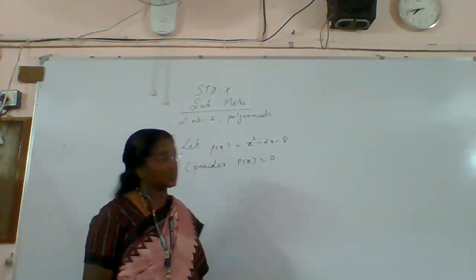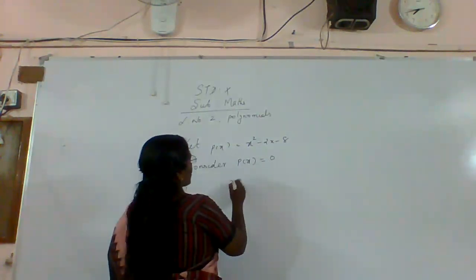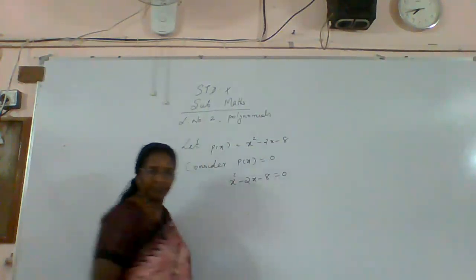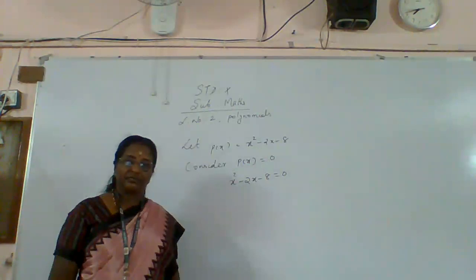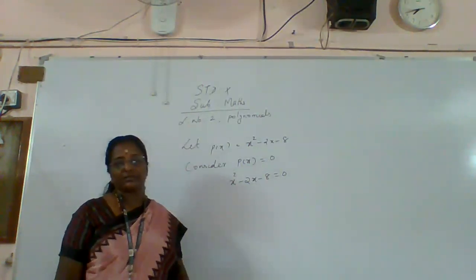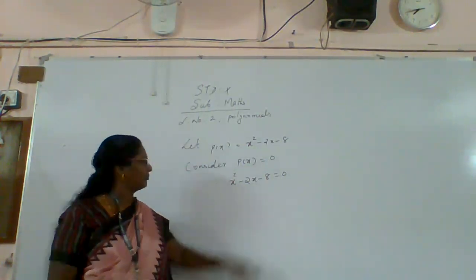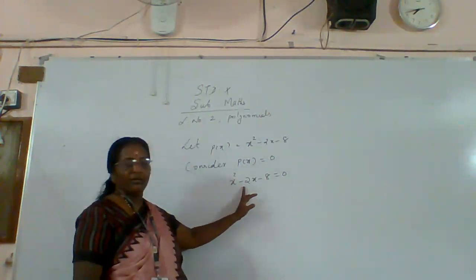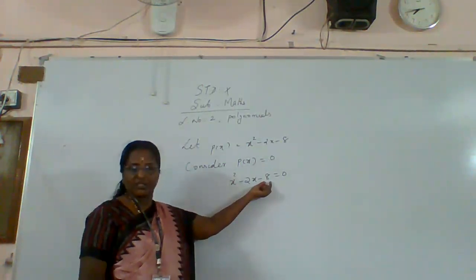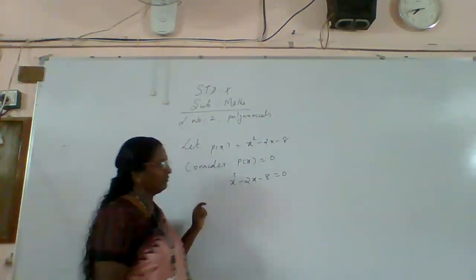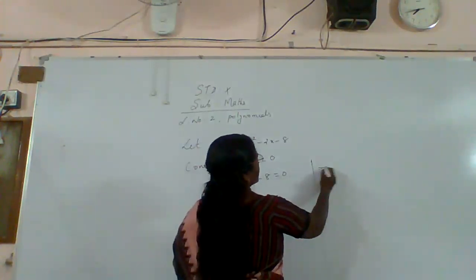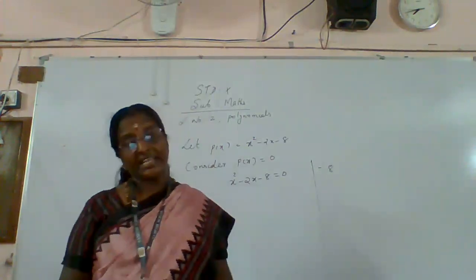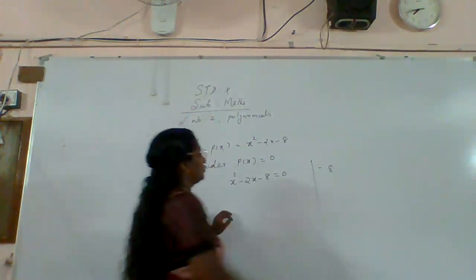Consider p of x is equal to 0. Therefore, what is p of x here? x square minus 2x minus 8 equal to 0. Now you have to factorize it. Factorization you studied from 8th standard onwards, or I hope 7th standard. So factorize this one. Here the last term is minus and the middle term is minus. Find two numbers whose product is minus 8 and difference is 2. First you find the two numbers: product is 8 and difference is 2. Which are the two numbers?